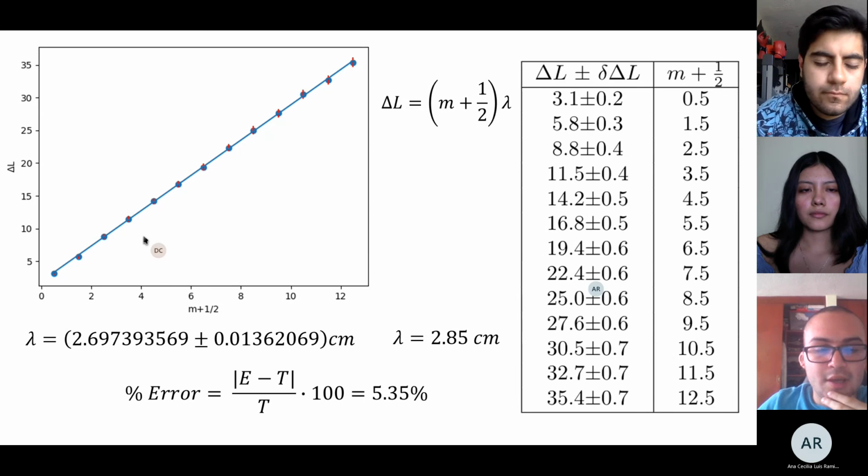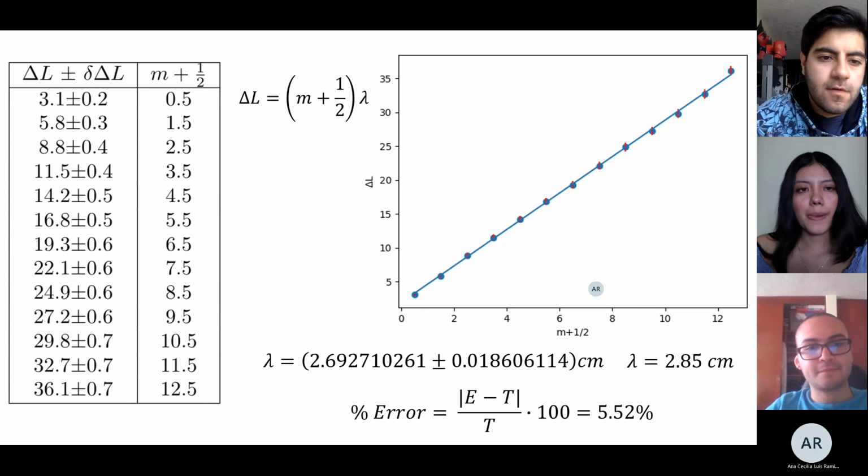And we made a line fit on Python, which will give us this slope, which from this equation over here, we can notice should be the same as lambda. So this is the experimental lambda calculated with its respective error. So when we compare with the theoretical wavelength, we get that we have a 5.35% error.